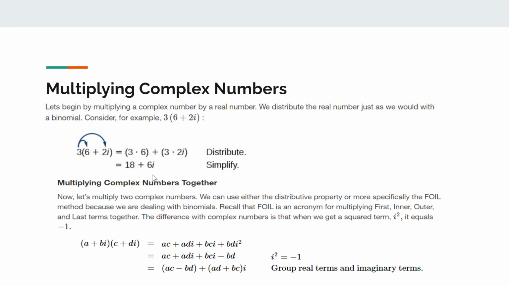And then we have a second one, multiplying complex numbers together. In this case, we don't have a real number up front.